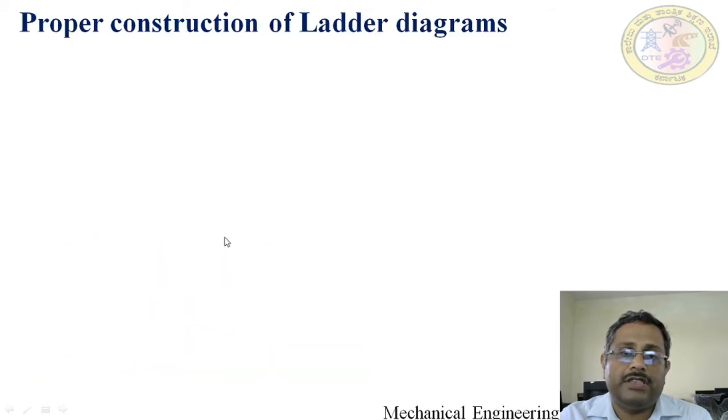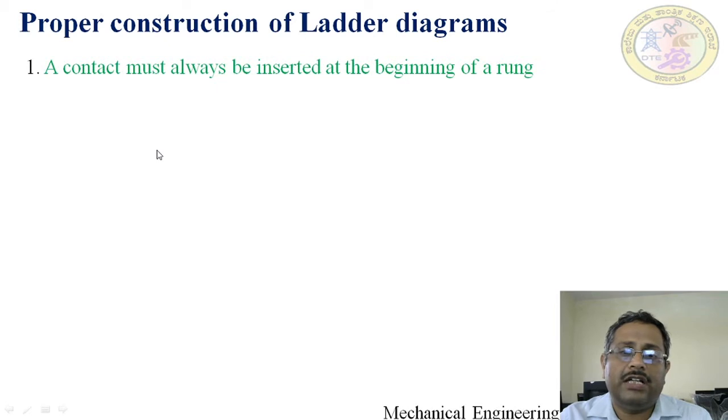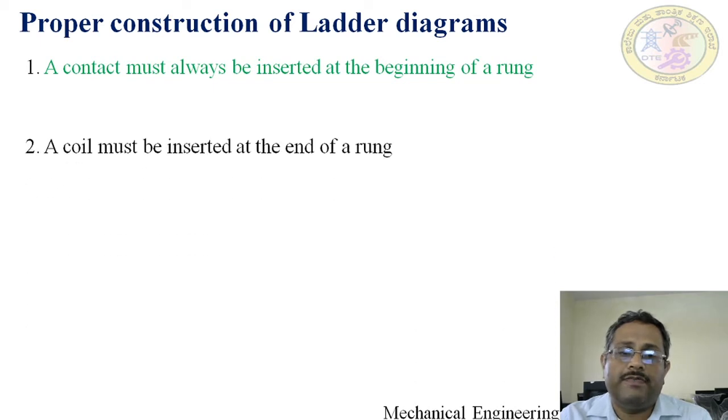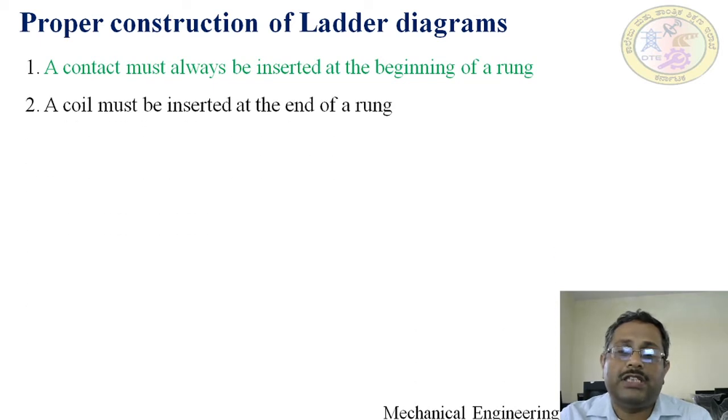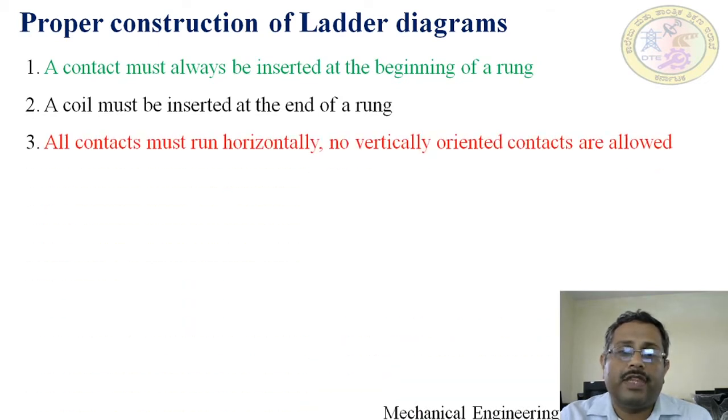Next, we will see some rules for the proper construction of ladder diagrams. First, a contact must always be inserted at the beginning of a rung. And a coil must be inserted at the end of a rung. The coil, which represents the output, should be at the end of a rung. And all contacts must be run horizontally. The contacts should not run vertically.